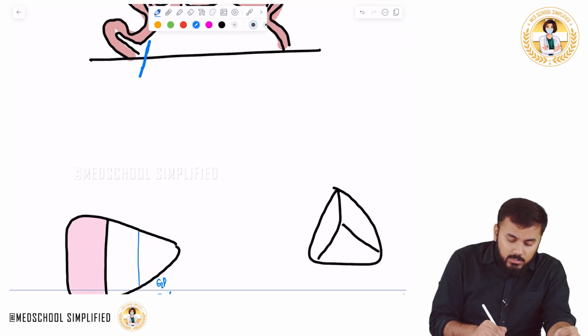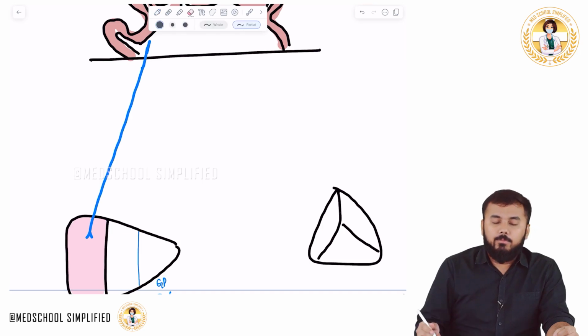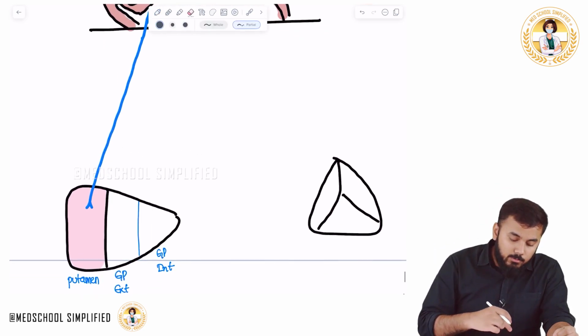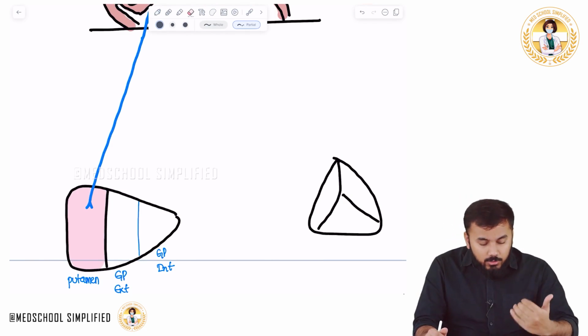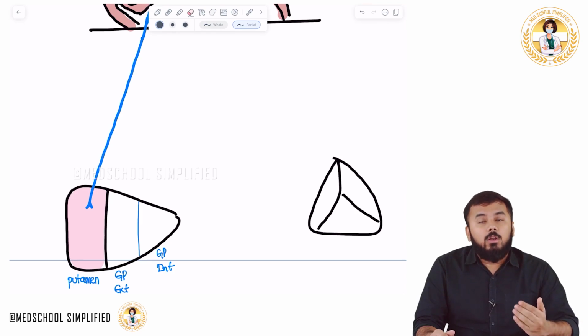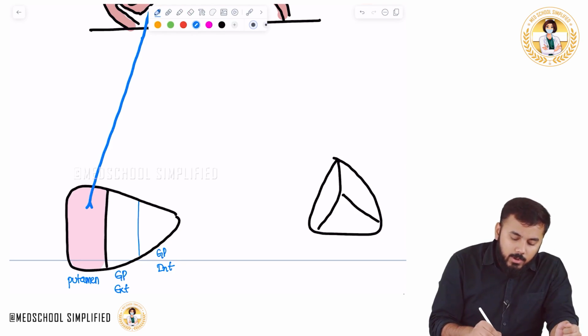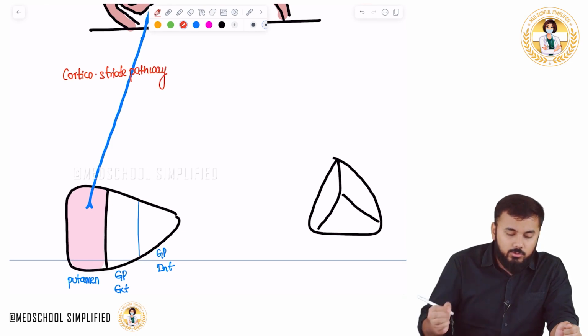So from the cortex, it will start all the way down and it is going to enter into your putamen. Now, I've drawn just one fiber, but there are bundles of fibers like this. So these bundles of fibers which start from the cortex and go down are called the corticostriate pathway. So what is this pathway called? This is called the corticostriate pathway.